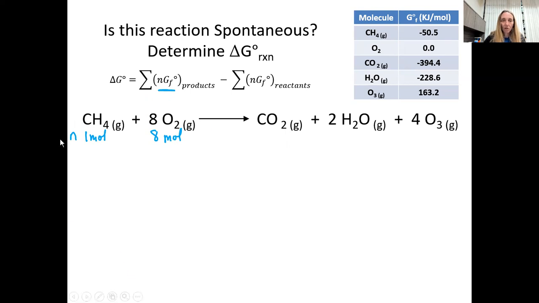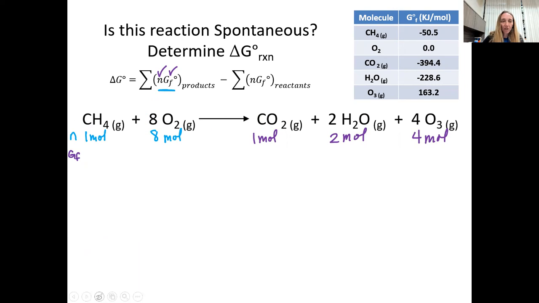And maybe I'll write this in 2 different colors so you guys can see that I do the same thing for the products. Okay, so I have 1 mole of CO2, I have 2 moles of H2O, and I have 4 moles of ozone. So I've gone through and I've written down my number of moles. Next, I'm going to write my GF values, and that's going to go just underneath.